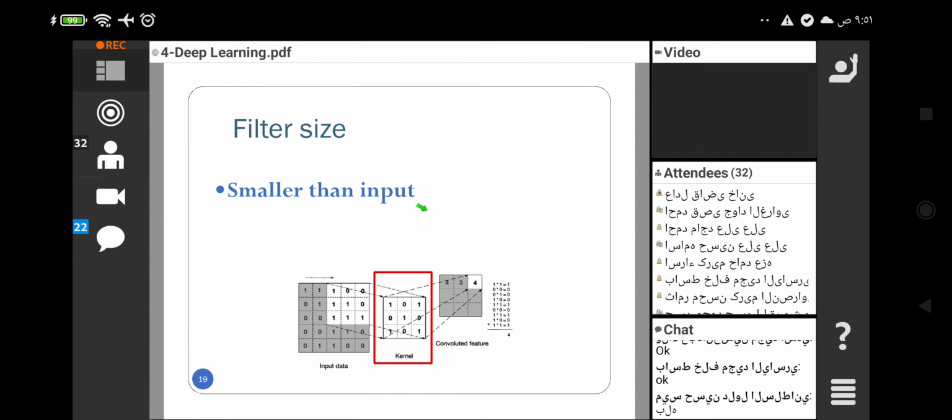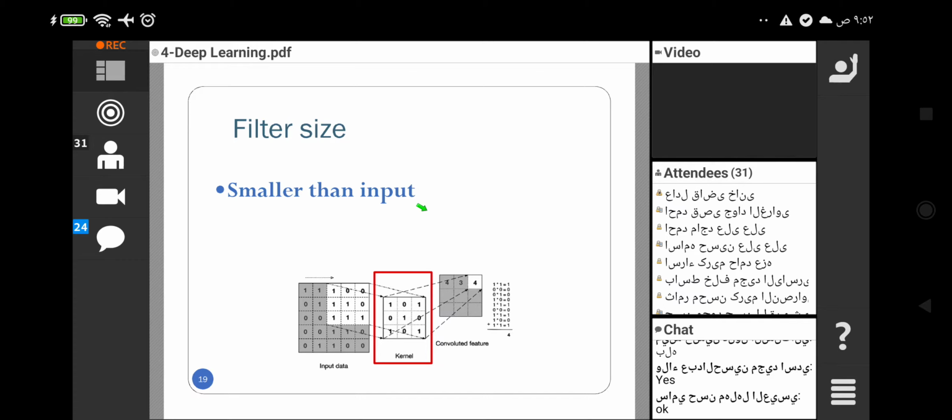In Farsi we say فرد for odd and زوج for even. So the size of the kernel is an odd number, and it is always smaller than the input.